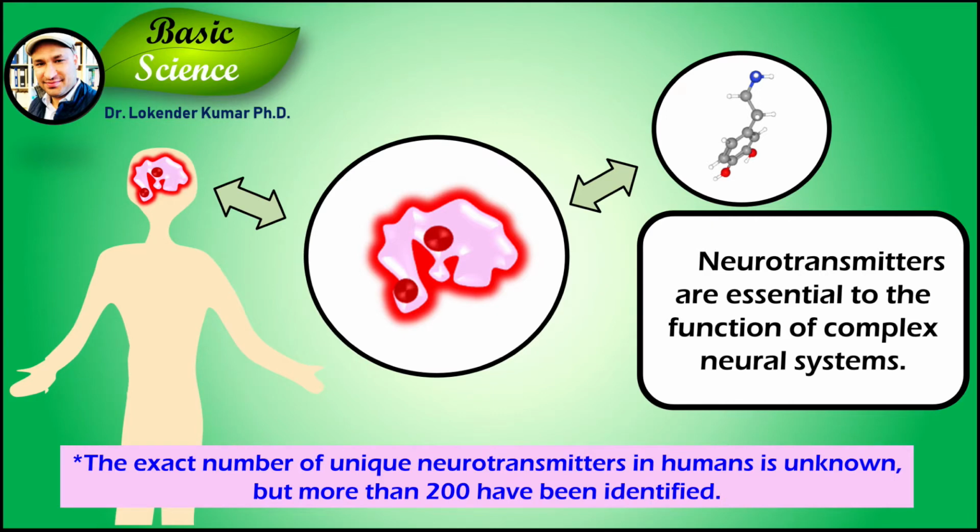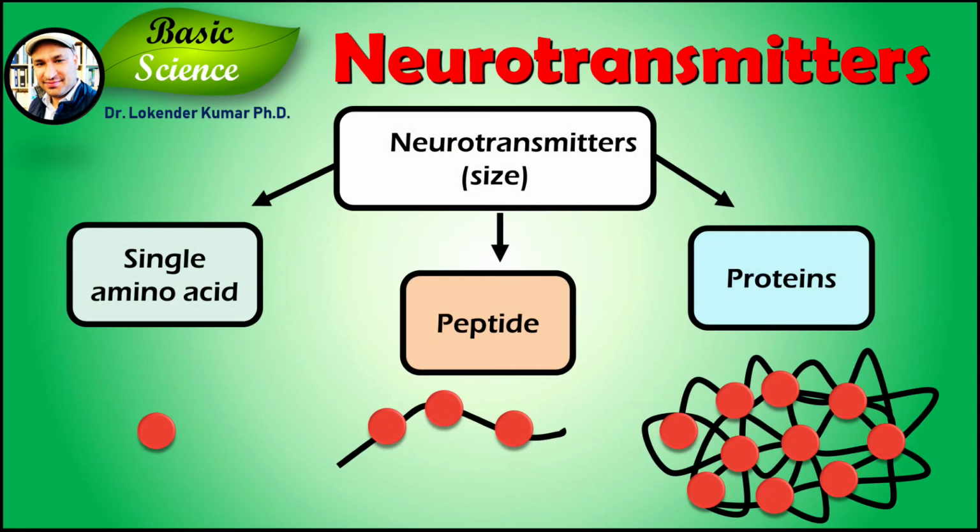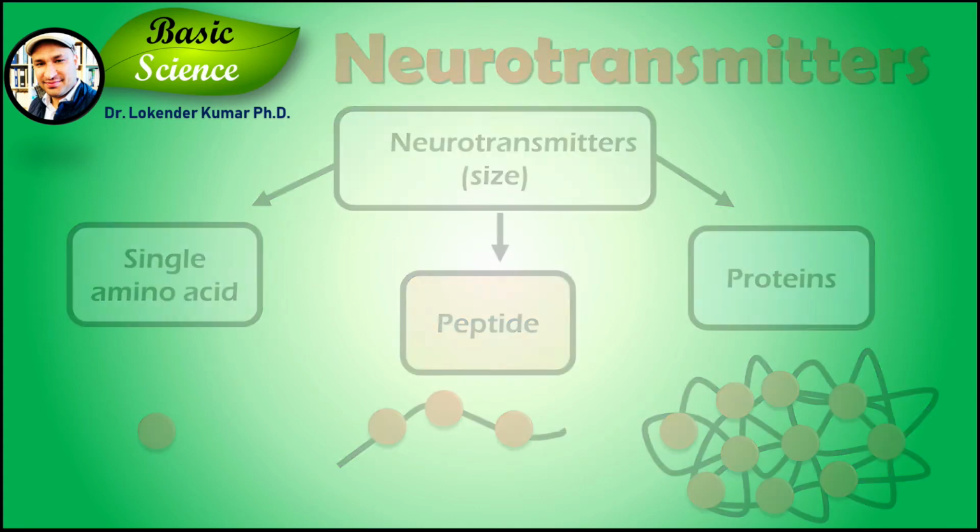Neurotransmitters are essential to the function of complex neural systems. The exact number of neurotransmitters in humans is unknown, but more than 200 have been identified. Most of the neurotransmitters are about the size of a single amino acid. However, some neurotransmitters may be the size of larger proteins or peptides.